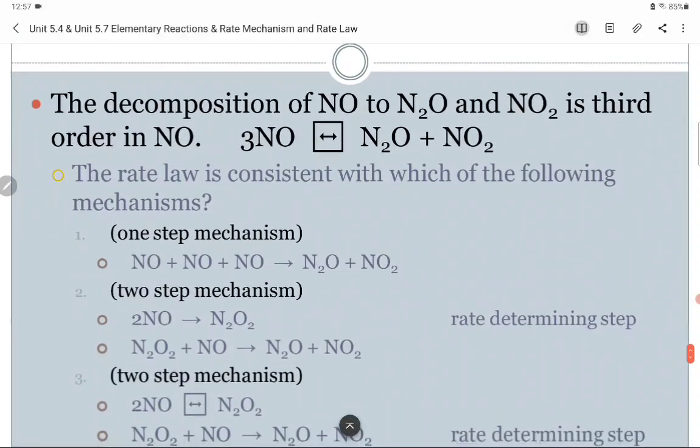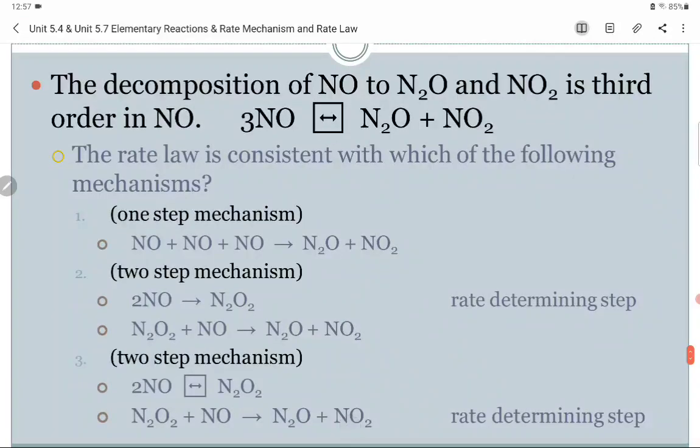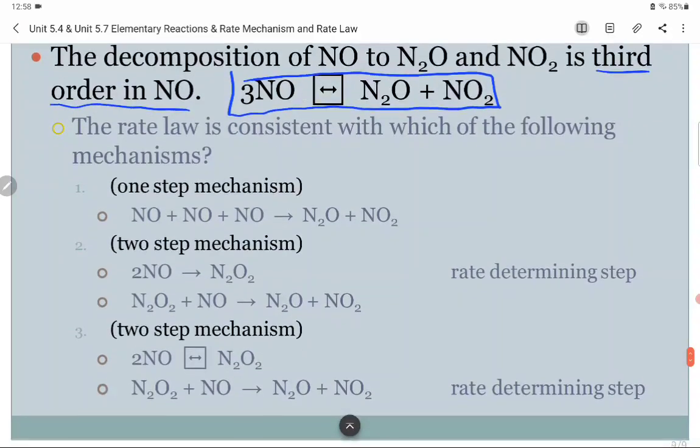And here would be another type of question you could get. I think this is our last question we're going to do today. We have some information here provided. So we have an overall balanced chemical equation. We also have that this is third order in context to nitrogen monoxide. So someone proposed 3 different mechanisms here, and we're going to take a look, are these 3 possible?